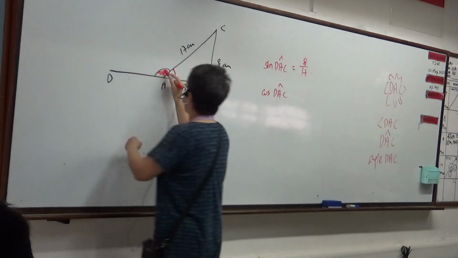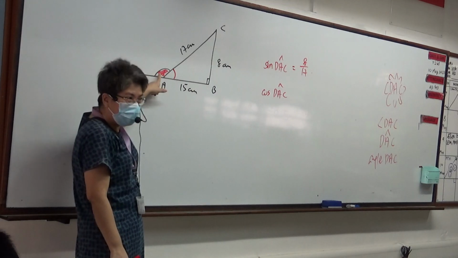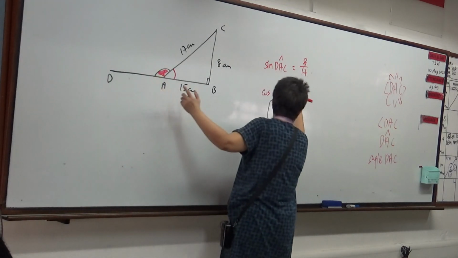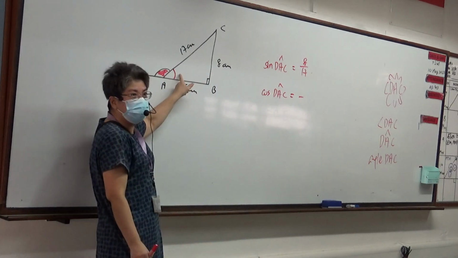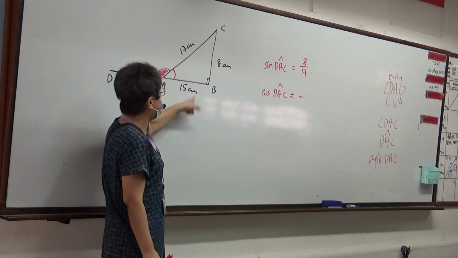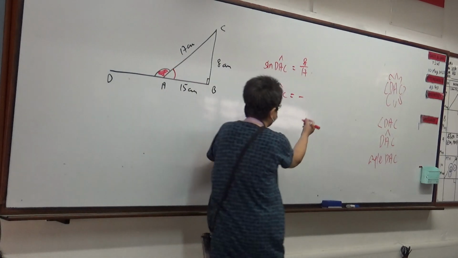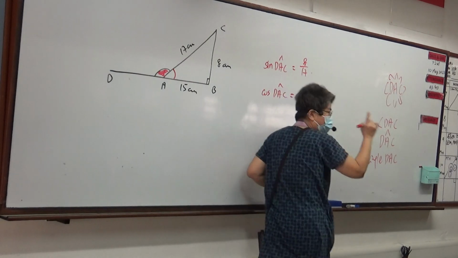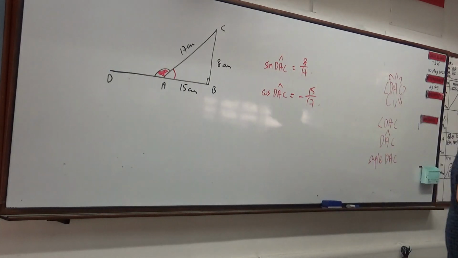All of you look up. Cosine DAC is this one, right? Is this obtuse or acute? Obtuse, right? So this one must be a negative value. The same as cosine of this, right? Cosine is adjacent over hypotenuse, right? So it's negative 15 over 17. A lot of people during exams forget this negative sign because they forget that it's an obtuse angle. Do you understand what I'm talking about? Okay, last part.